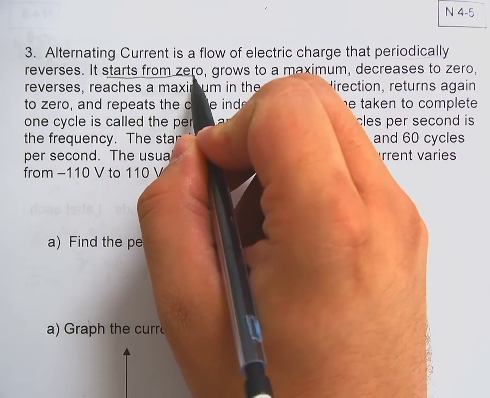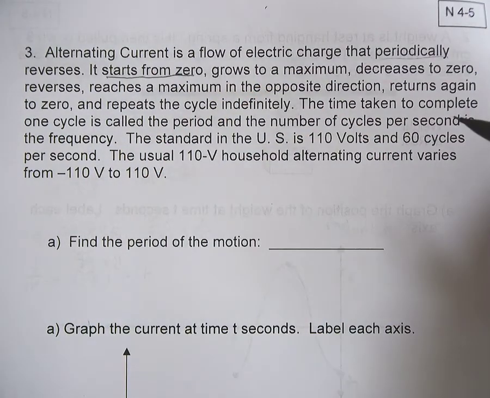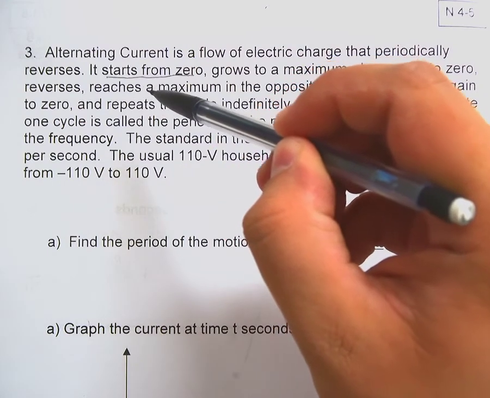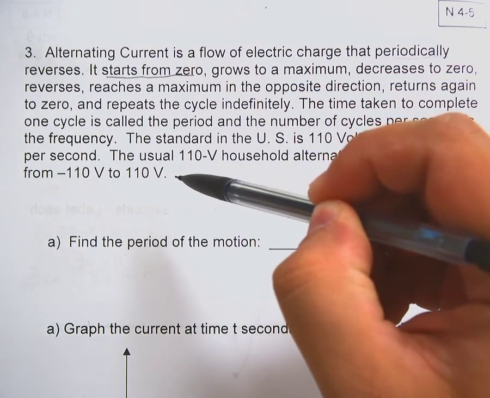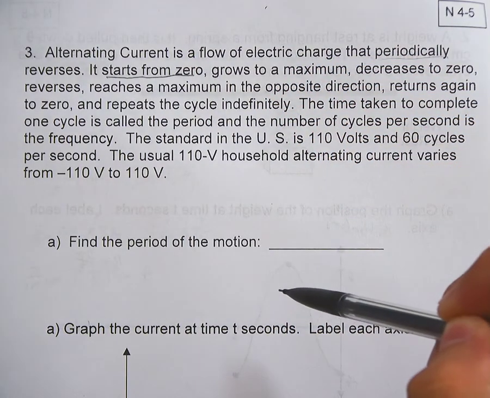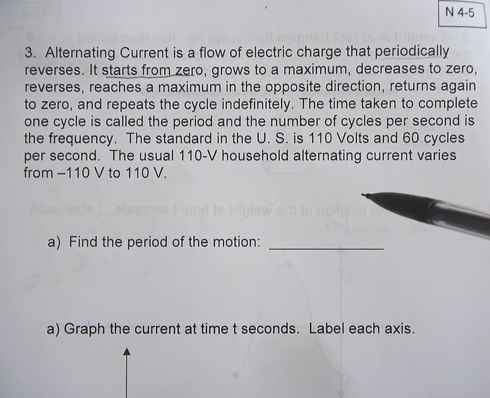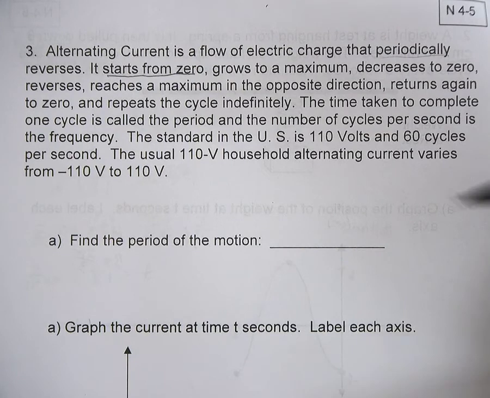Kind of like the sine wave. It starts from 0, grows to a maximum, decreases to 0, and reverses, reaching a maximum in the opposite direction, then returns to 0. And it repeats the cycle indefinitely.